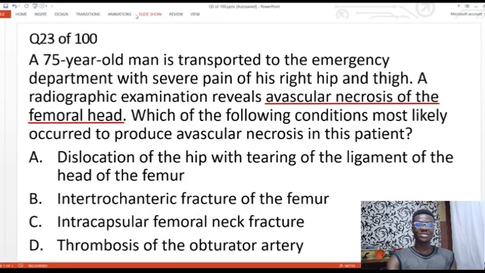Hello everyone, this is question 23 of our 100 clinically oriented anatomy questions. So let's jump straight into it.